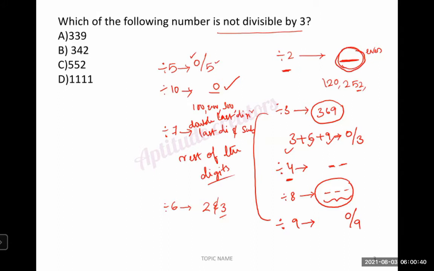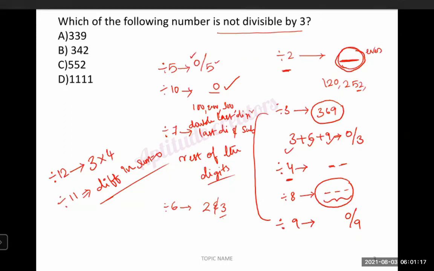Now, what about the divisibility rule for 12? I have to check 3 and 4. 3 into 4 gives the result 12. Now, what about the divisibility rule for 11? The difference in alternate digit summation must be 0. Yes, these are the divisibility rules.